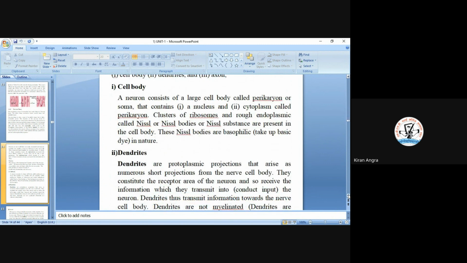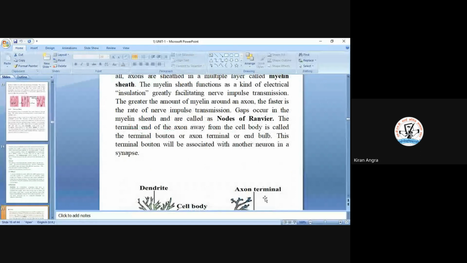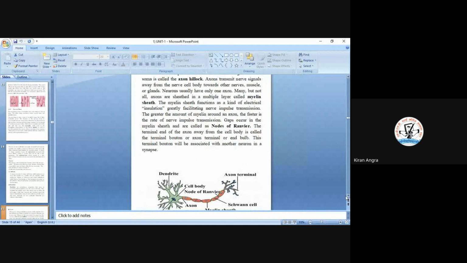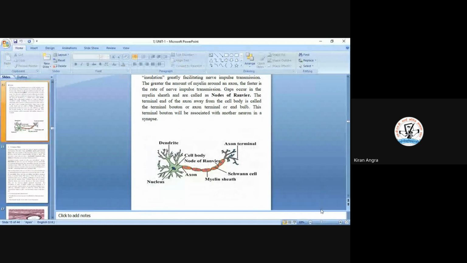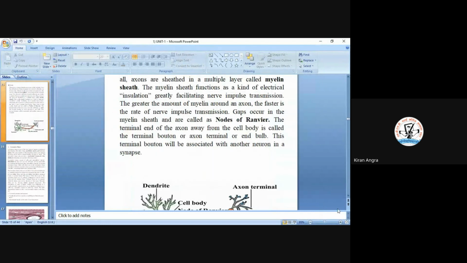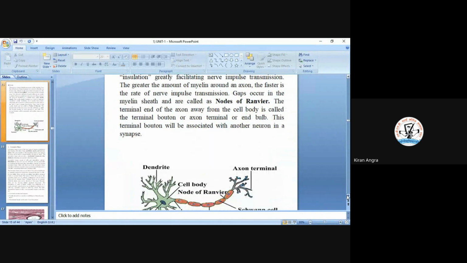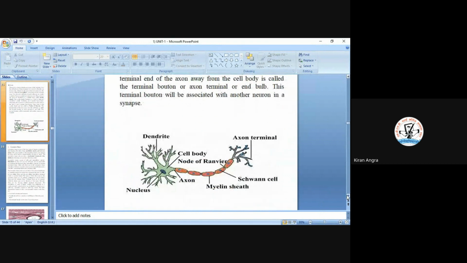So what is this cell body? I'll show you the diagram. Show us the next slide. It will have a diagram. Yes, you will understand better. I'll speak and you will see this diagram. Take it a bit up. You just see there is a cell body. The neuron consists of a large cell body, which is also called perikaryon or soma.